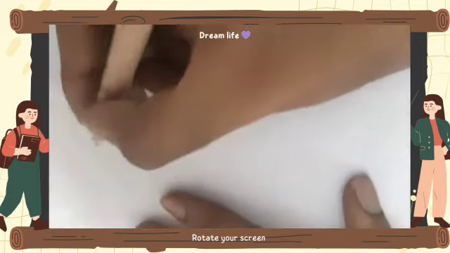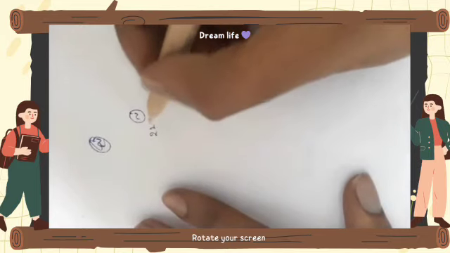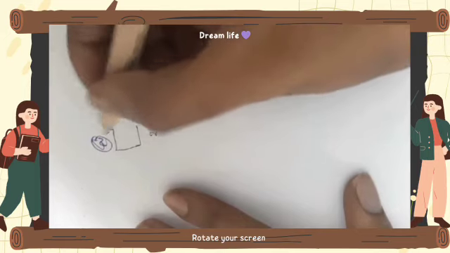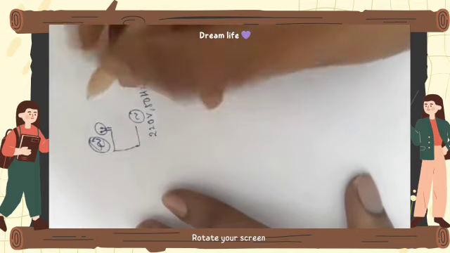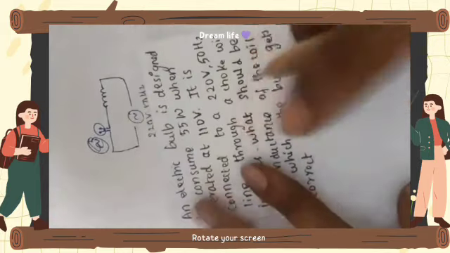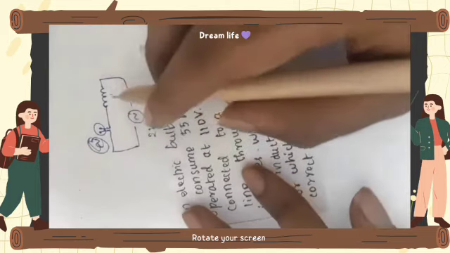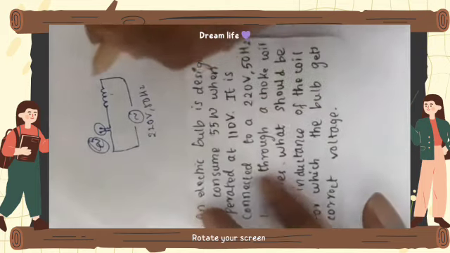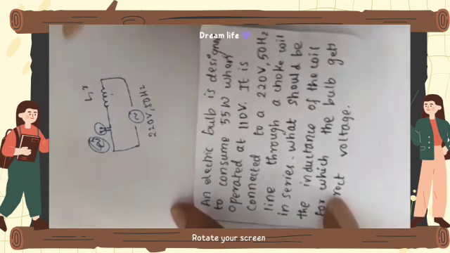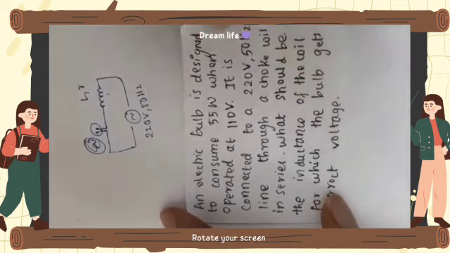So there's an AC source of 220 volt and 50 Hz, and it has a bulb connected to it, and there's also a choke coil connected in series to it. The bulb is rated 55 watts and 110 volts. The choke coil is nothing but an inductor with large inductance and a very small resistance R, and since there is no resistance of the choke coil given, we can ignore this R.